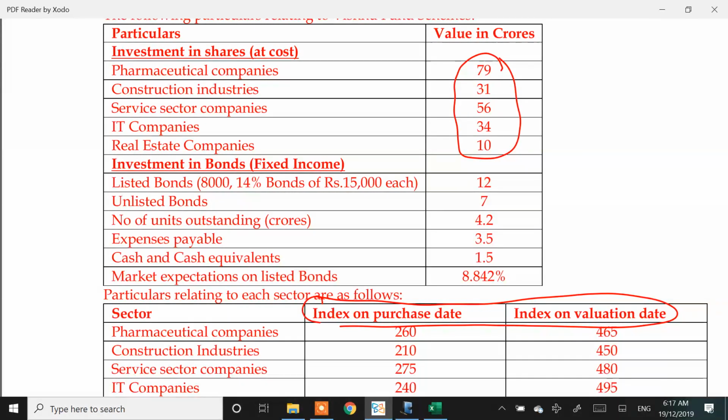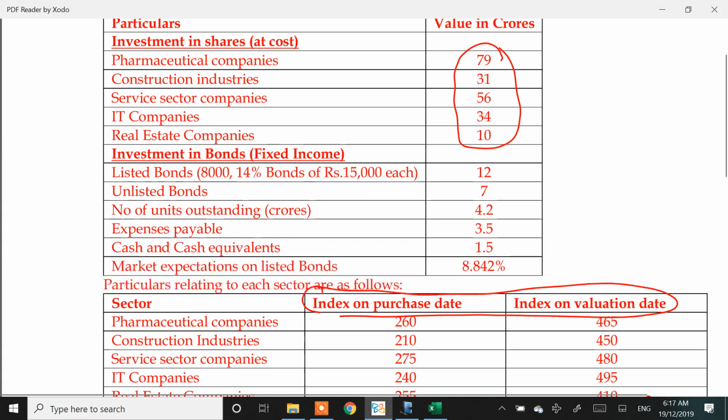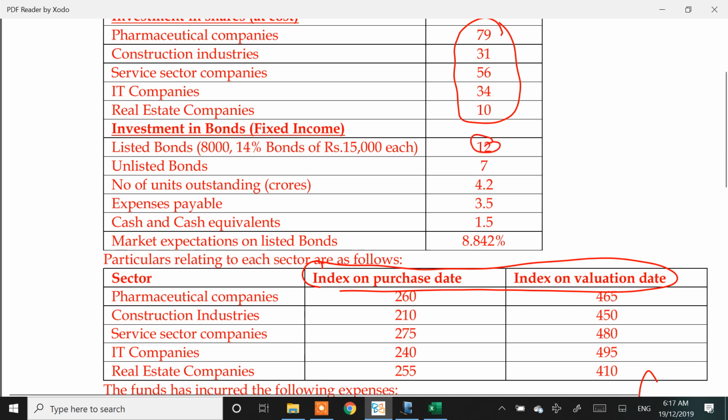We have done a similar valuation in one of the problems. 260 is equal to 79 crores. What is 465? When we did that problem, they had given only one instrument. Here we have so many instruments, totally some 5 instruments. I'll have to end up valuing them using those index values given. Listed bonds, some 12 crores is the value. There's a market expectation. I'll try to link it in some time and understand how we go about it.